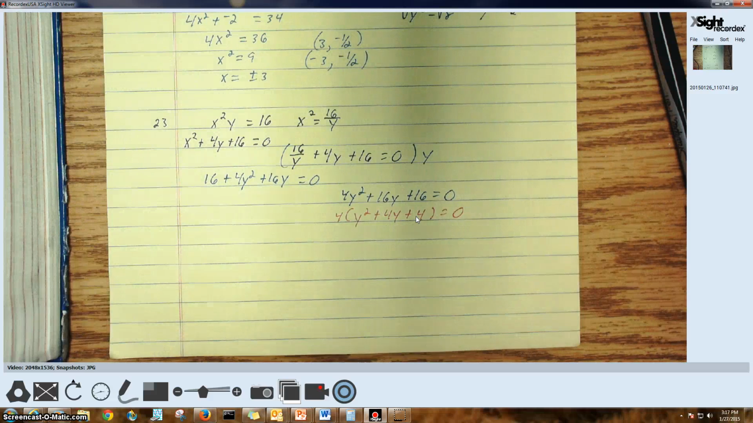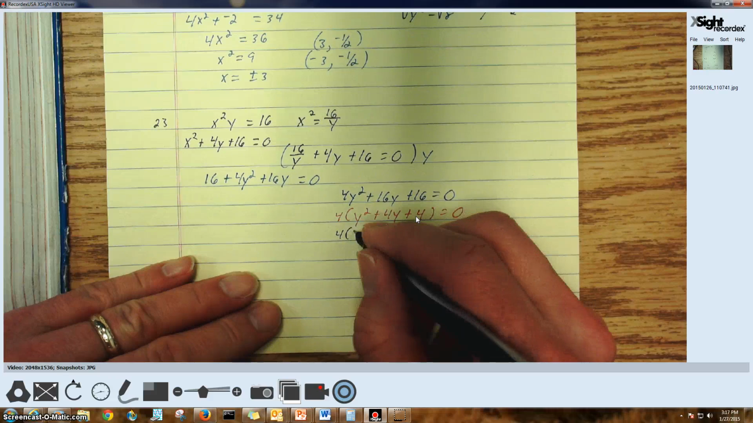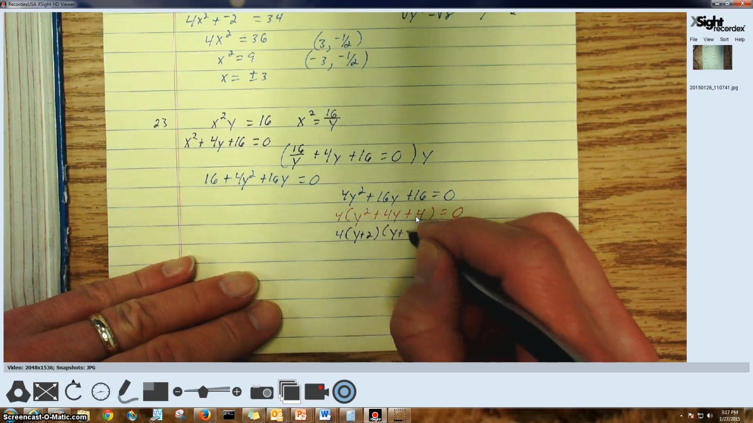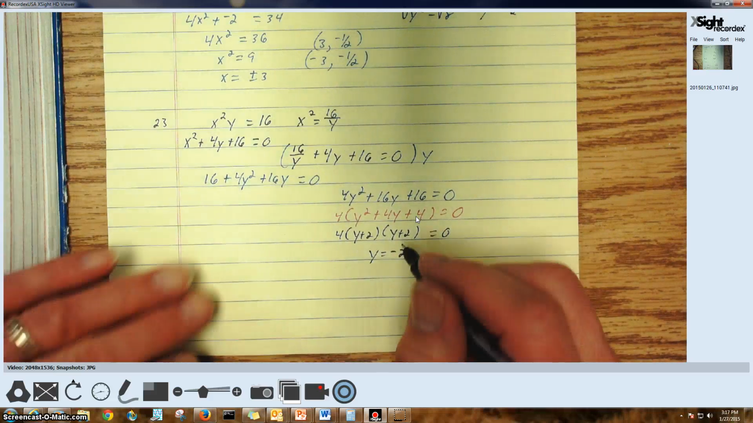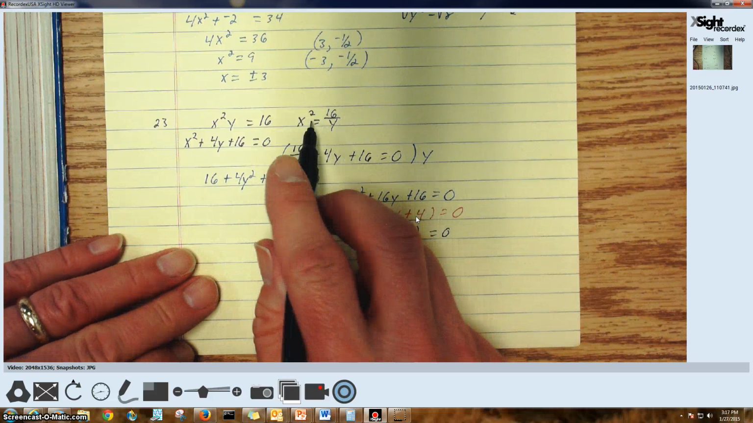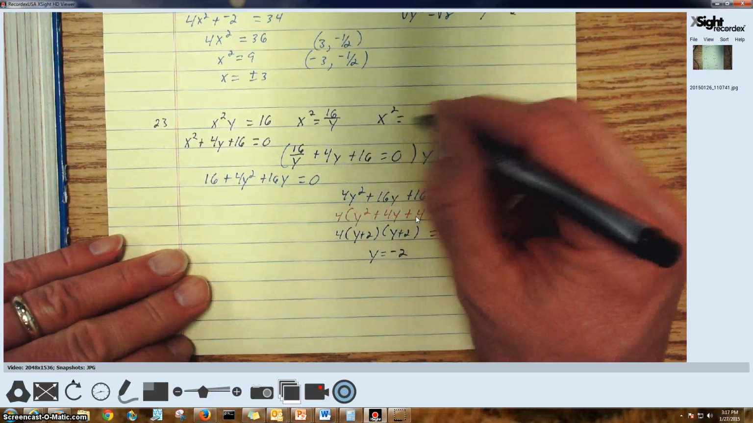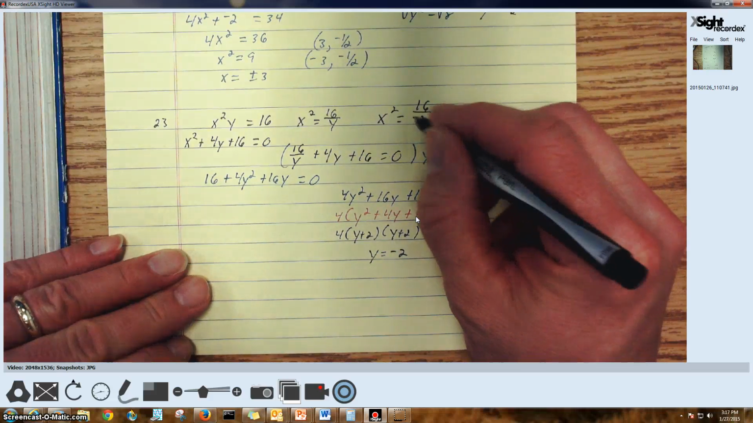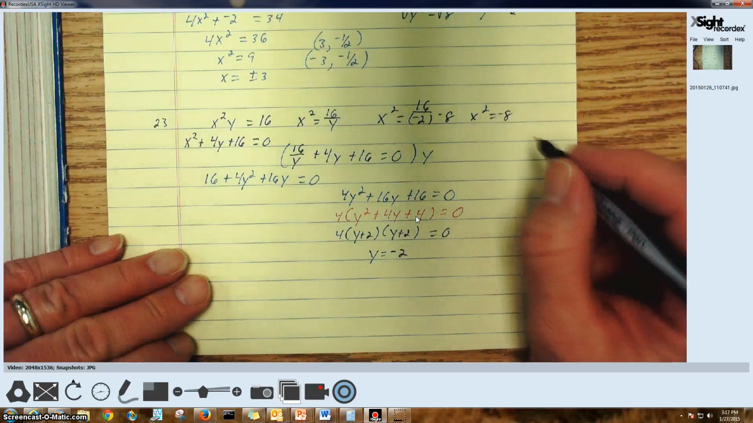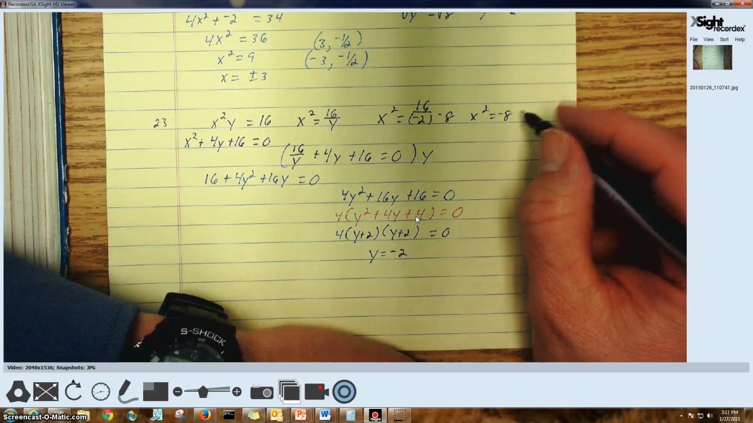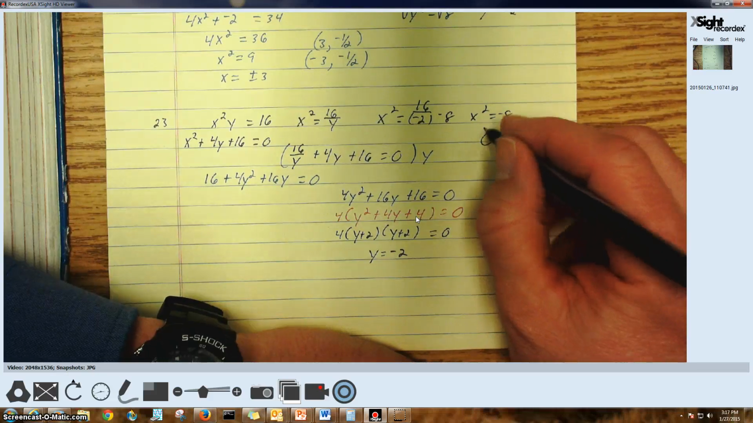And then I'll factor the equation here. So y squared plus 4y plus 4 comes out to be 4 times y plus 2 times y plus 2 equals 0. So that means y is equal to a negative 2. Okay, so if y is equal to a negative 2, I'm going to solve for x squared by putting in a negative 2 here, and I get x squared is equal to 16 over negative 2, but that comes out to be a negative 8. So I get x squared equals a negative 8, but we don't want to do that. We get a negative number there, we're not going to do that, so there is going to be no solution for this problem.